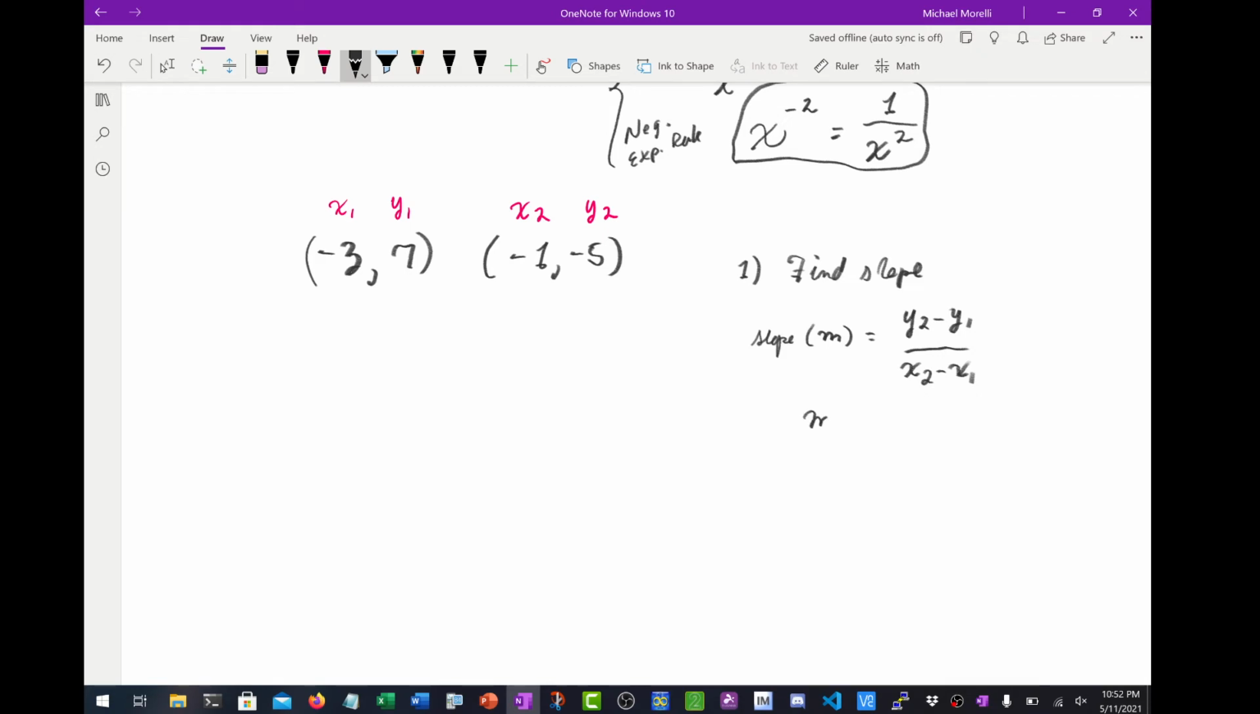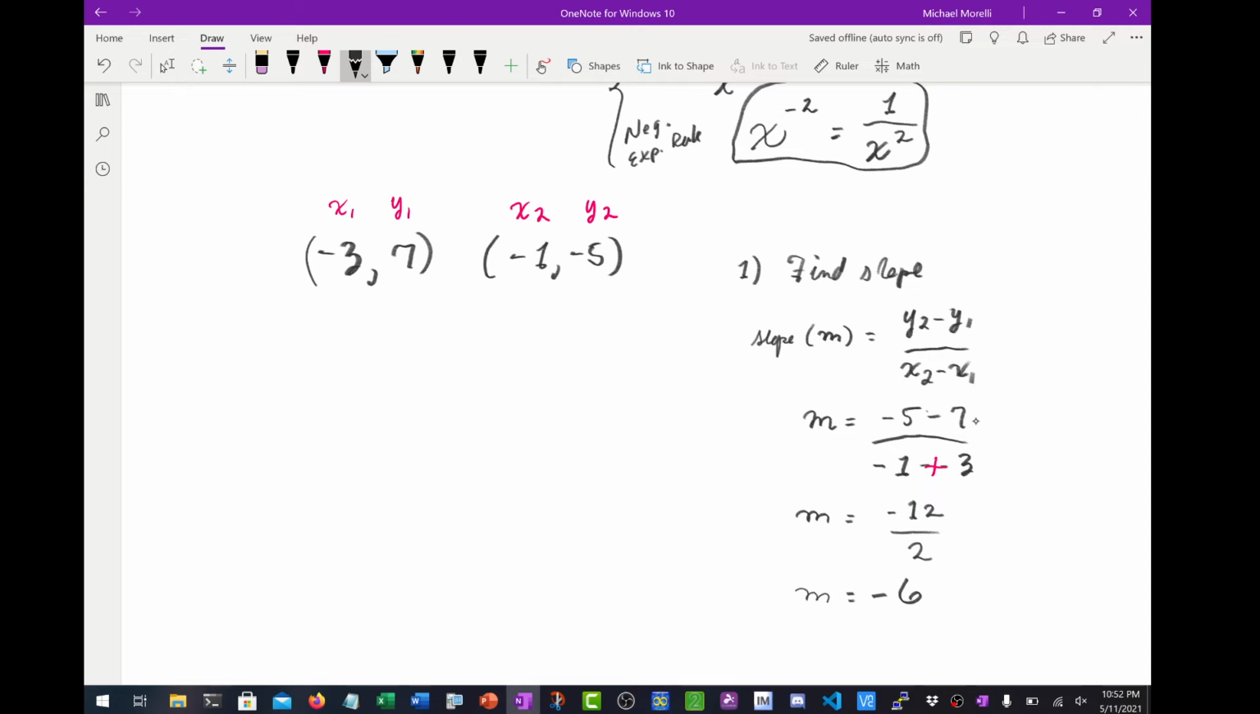So my slope m is going to be equal to y2, which is negative 5, minus y1, which is 7, over x2, which is negative 1, minus x1, which is negative 3. Be careful there, I've got a double negative. That becomes a plus sign. So let's further simplify. Negative 5 minus 7 is negative 12, over negative 1 plus 3 is positive 2. So m equals negative 6.